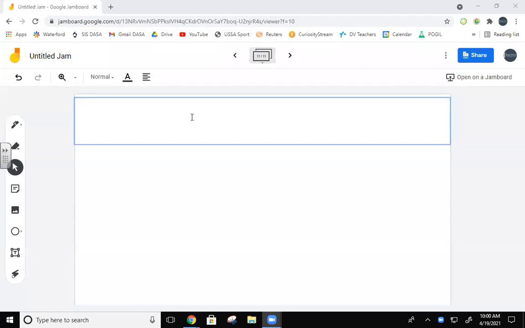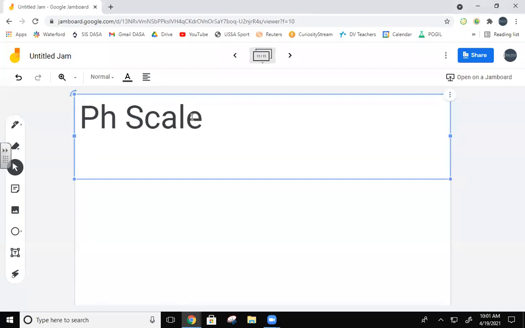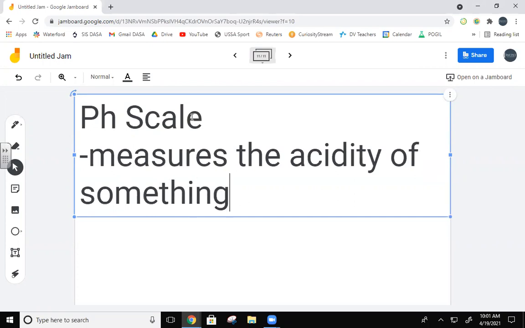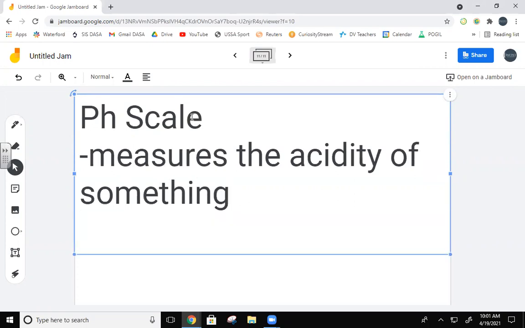So the pH scale, how to measure the acidity of something. Does anyone else have an idea? Acidity of something? Yeah? Anyone want to take a guess, another guess at this?